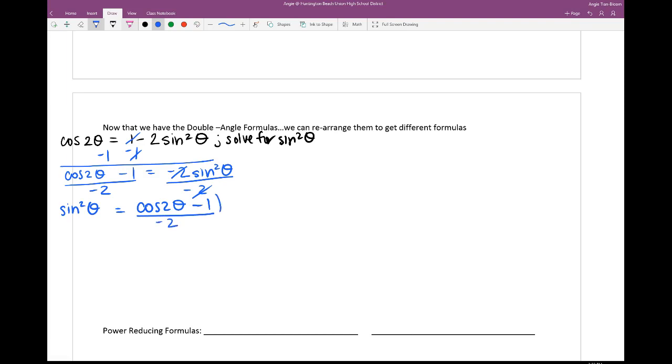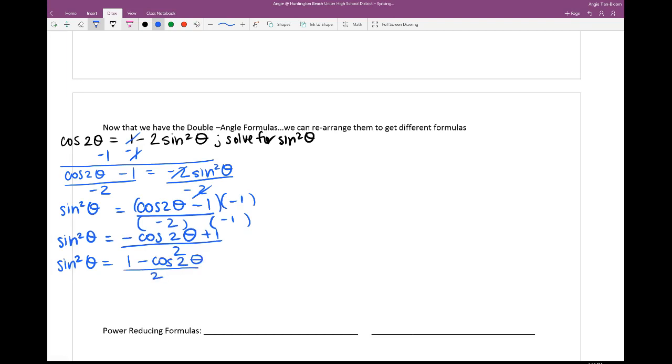The negative on the bottom is quite ugly for both of us, so normally we like to make the denominator positive. So we are now going to change it to negative cosine of 2 theta plus 1 all over positive 2. But the negative in front is quite ugly as well, so what we normally do in mathematics is that we like to put positive in the front. So now 1 minus cosine of 2 theta over 2.